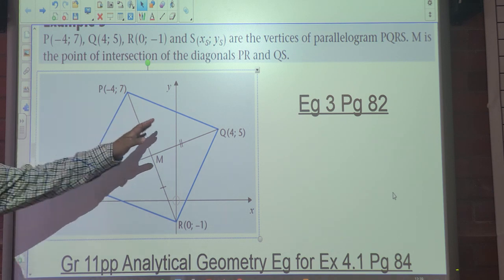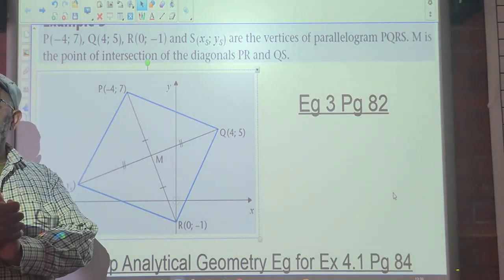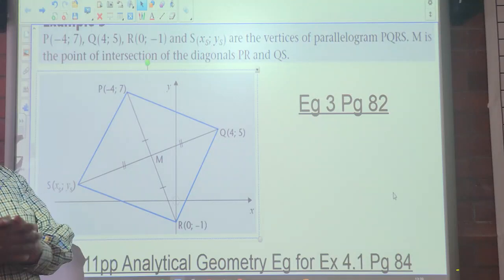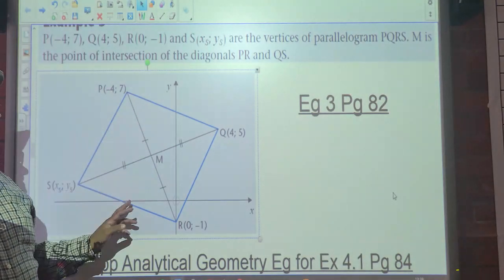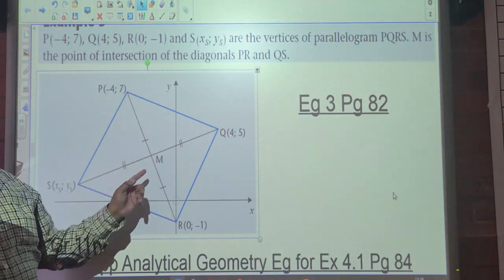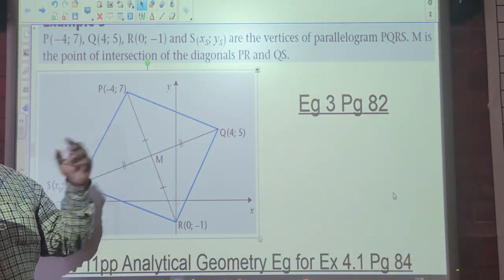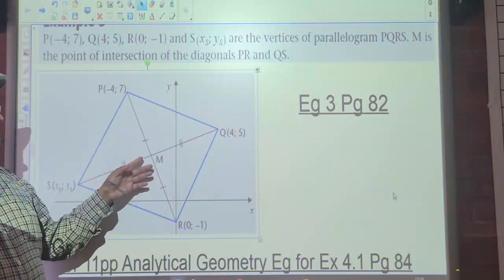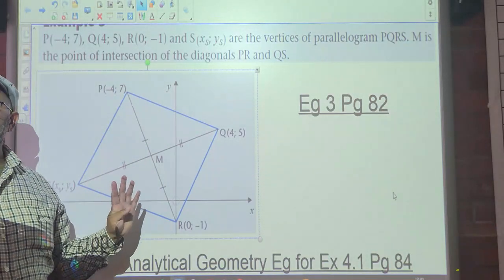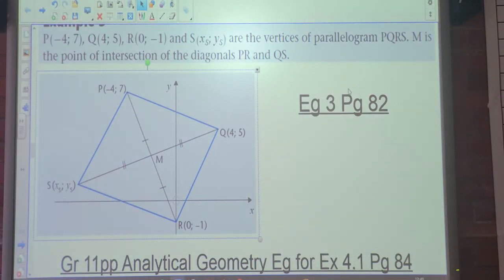If this is a parallelogram, we know all the properties are now evident in the parallelogram. There are 4 of them. Opposite sides are equal. Opposite sides are parallel. Opposite angles are equal. And the diagonals bisect each other. Those are the 4 properties.